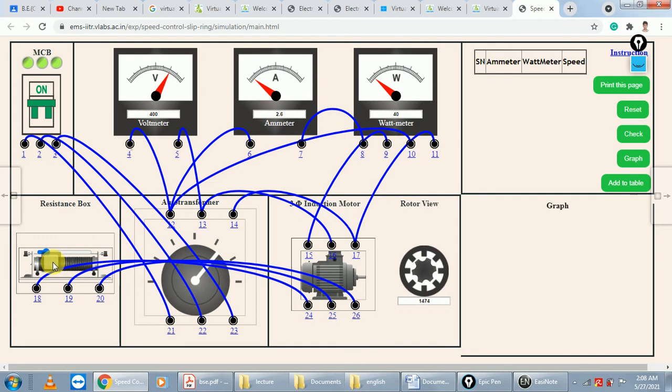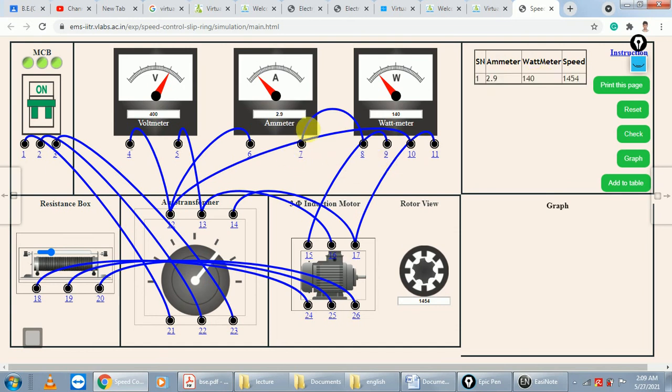Next, this is your rotor. This number indicates the rotor speed in rpm. So here we increase the value of rotor resistance. When we increase the value of rotor resistance, our speed decreases. Okay, and click on add to table. So this is your reading.